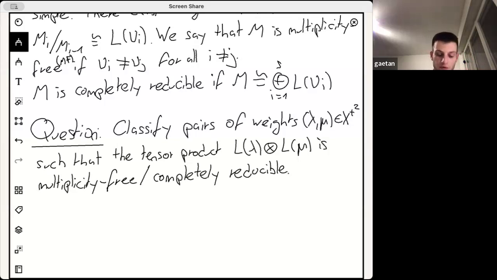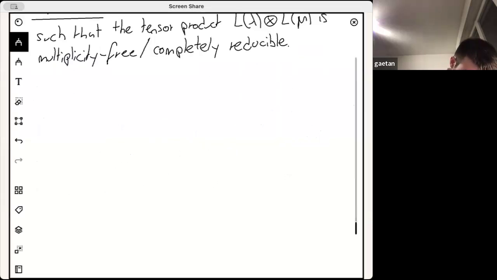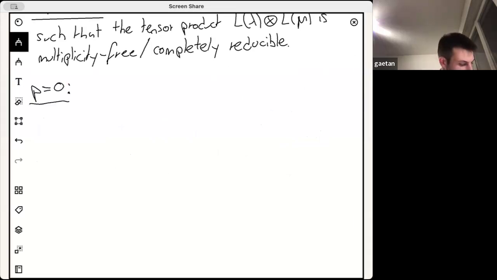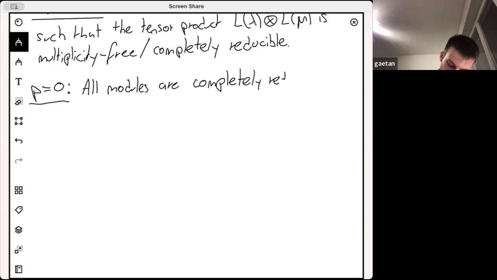So first, let me say a few words about the case when the characteristic is equal to 0. So first thing, in characteristic 0, all modules are completely reducible. So this question is easy to answer in characteristic 0.